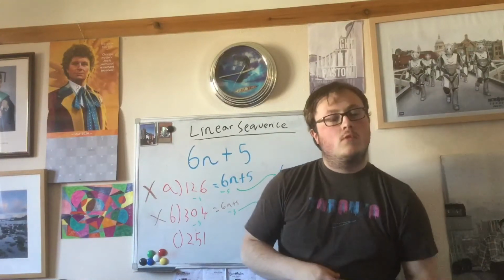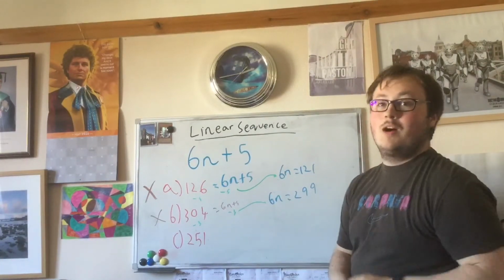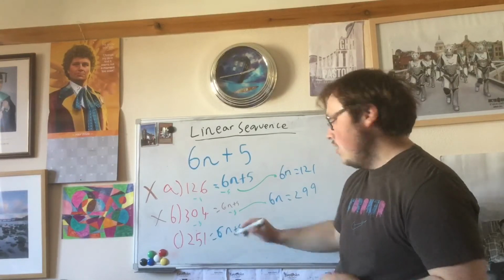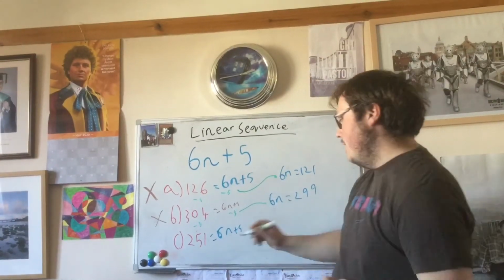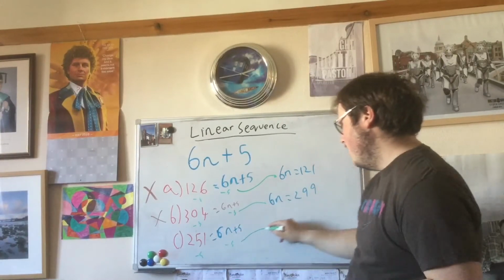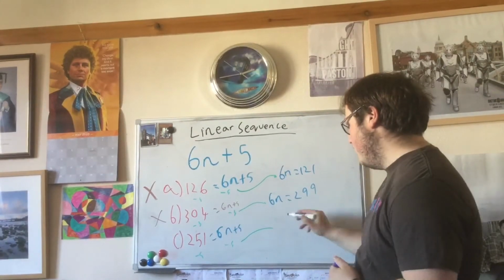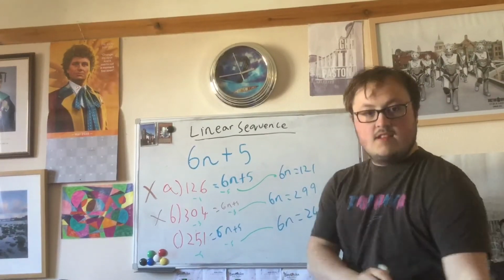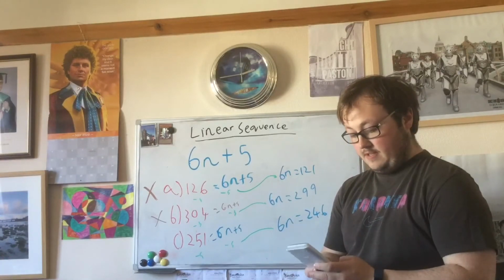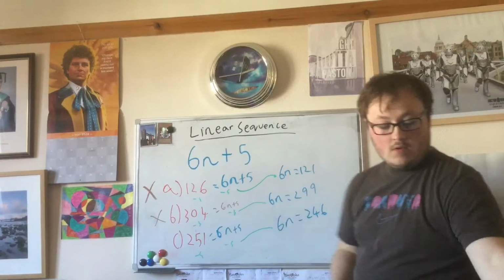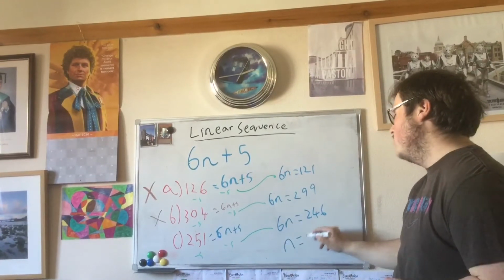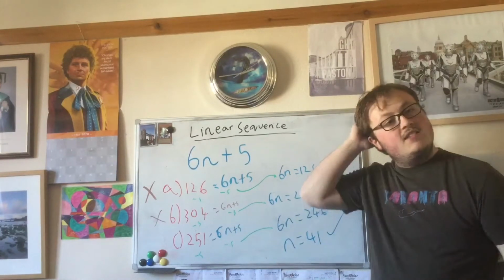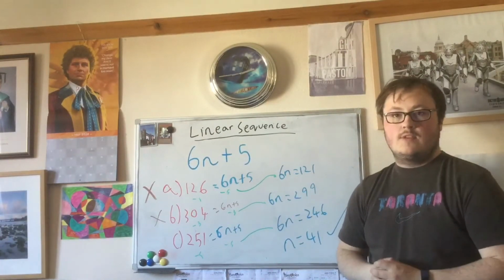But let's just be sure, because there could have been a mistake. I might have said none of them are. I've done that before. So what you need to do is balance it by minusing 5 off both sides. And that will become 6n equaling 246. So let's divide 246 by 6. And that will get you n as 41. That's a whole number. So 251 is the 41st term in that sequence.